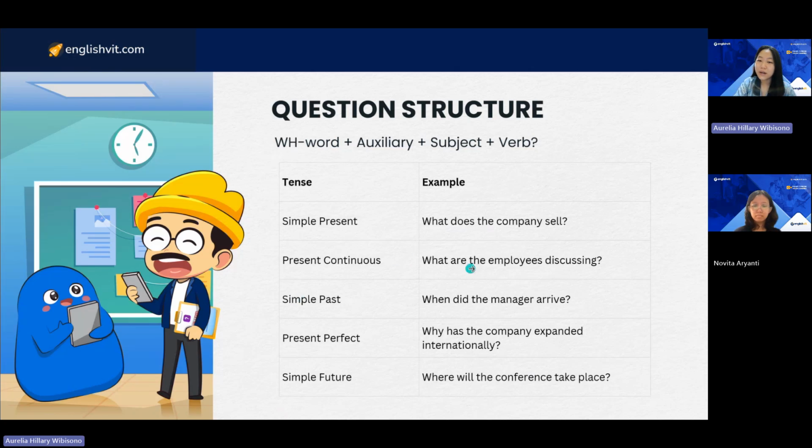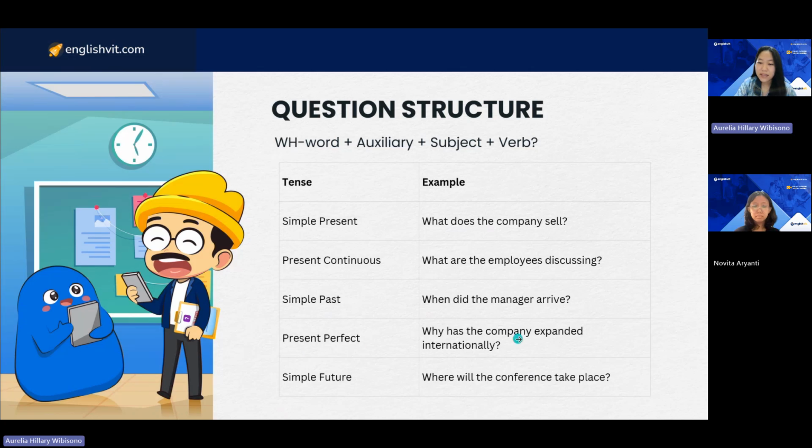Present continuous. What are the employees discussing? The employees are talking about our new proposal. Simple past. When did the manager arrive? The manager arrived at the office at 8 o'clock.